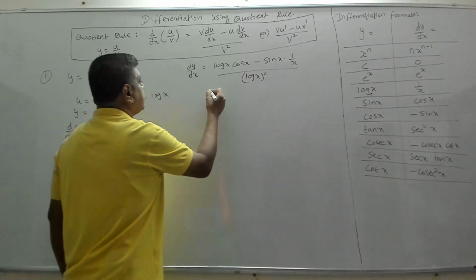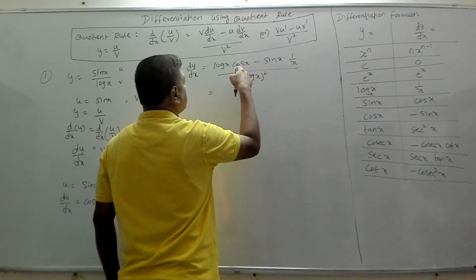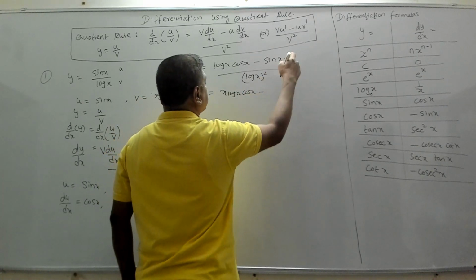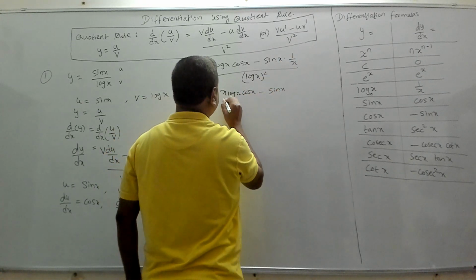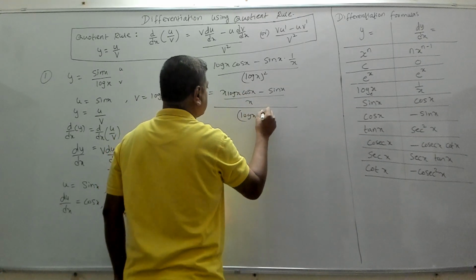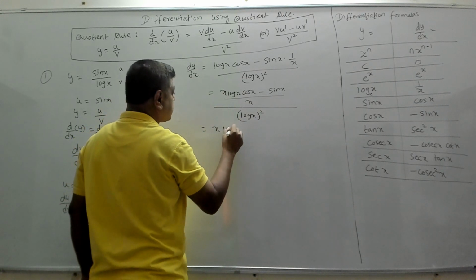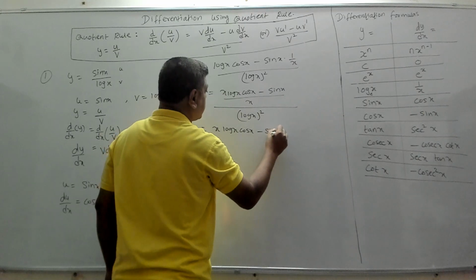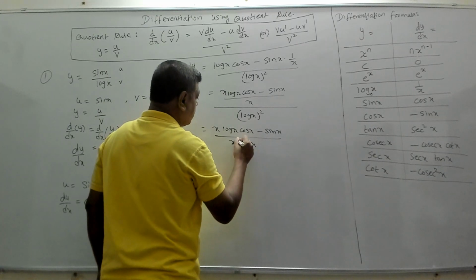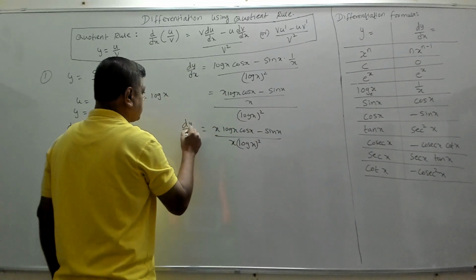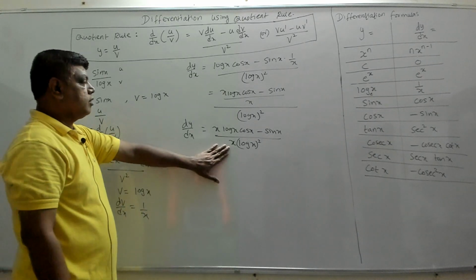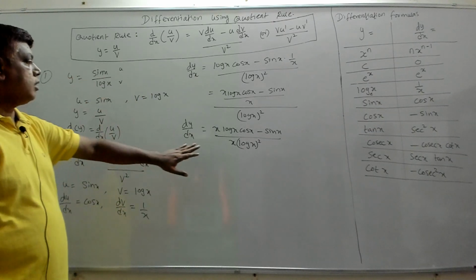Now if you simplify this, x into this, you get x log x cos x minus sin x into 1, which is sin x by x, whole divided by log x the whole square. If you simplify, you get x log x cos x minus sin x, and this x will come down, so it becomes x into log x the whole square. So this is our dy by dx. This is what we get when we differentiate sin x by log x.